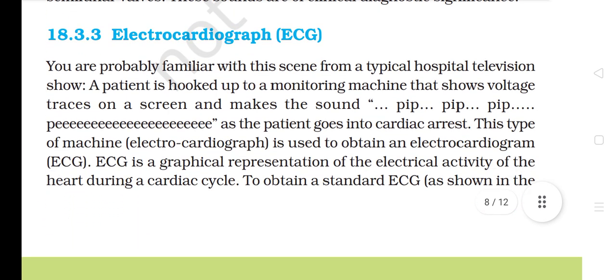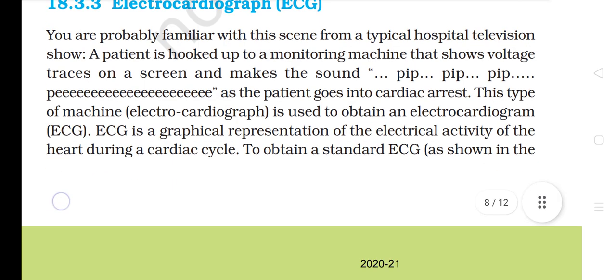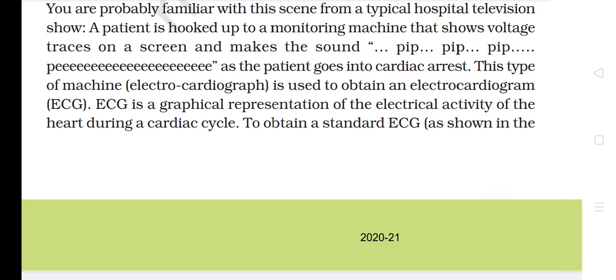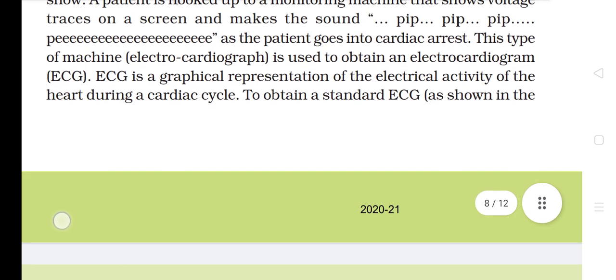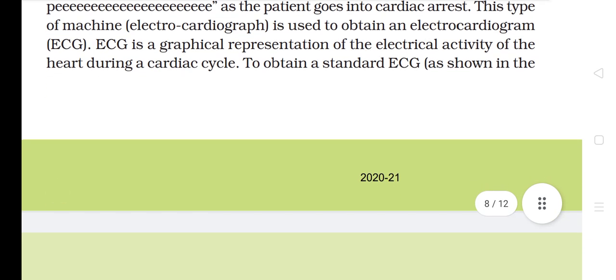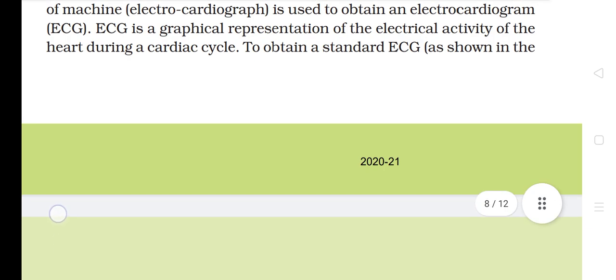18.3.3 Electrocardiograph (ECG). You are probably familiar with this scene from a typical hospital television show. A patient is hooked up to a monitoring machine that shows voltage traces on a screen and makes the sound beep beep beep beep as the patient goes into cardiac arrest. This type of machine, electrocardiograph, is used to obtain an electrocardiogram (ECG). ECG is a graphical representation of the electrical activity of the heart during a cardiac cycle.